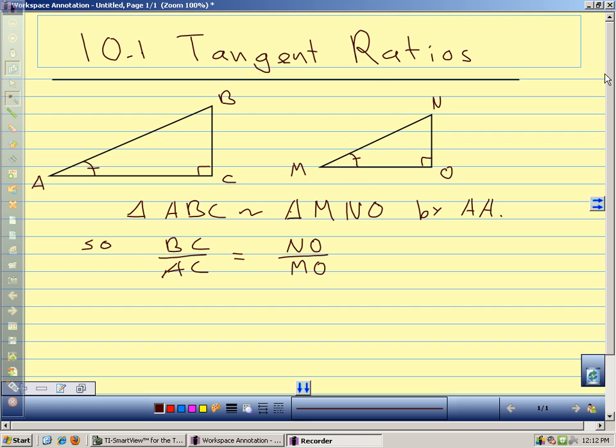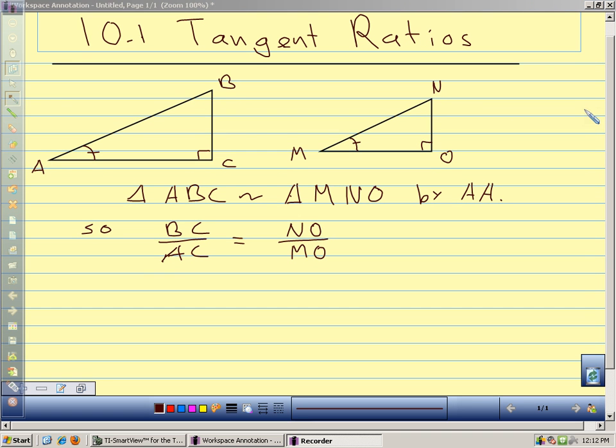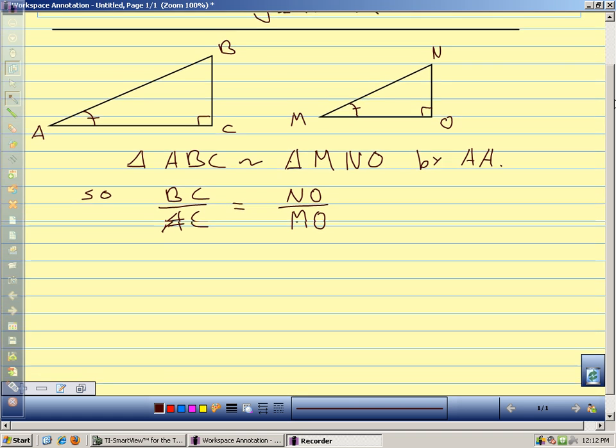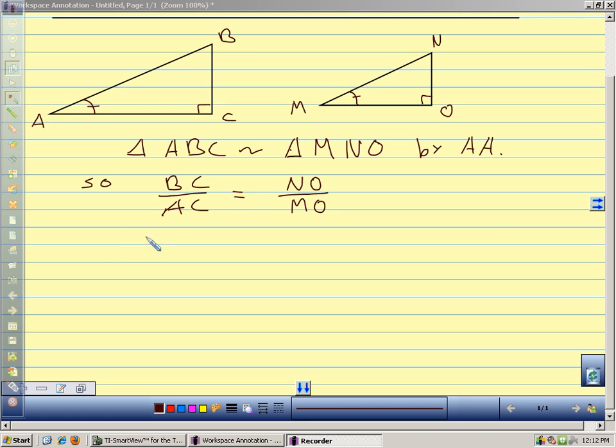That leads us to our first trig ratio. Trigonometry just means trigon is a triangle, and metry comes from meter, which means to measure. So we're measuring triangles. That's what trigonometry is all about. The first ratio that we're going to talk about, and it all has to do with ratios, is the tangent ratio.